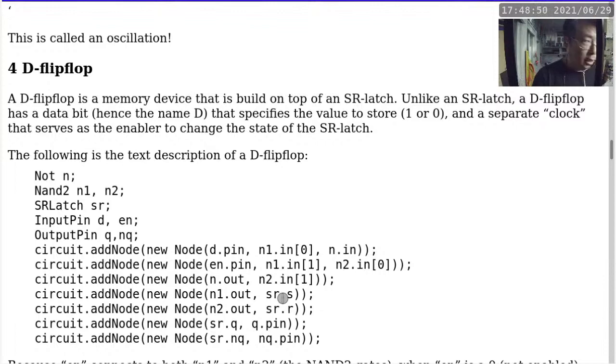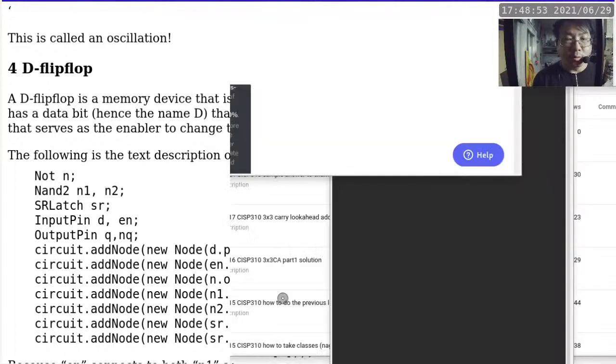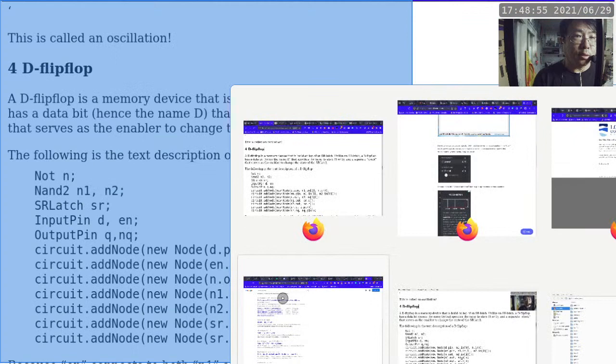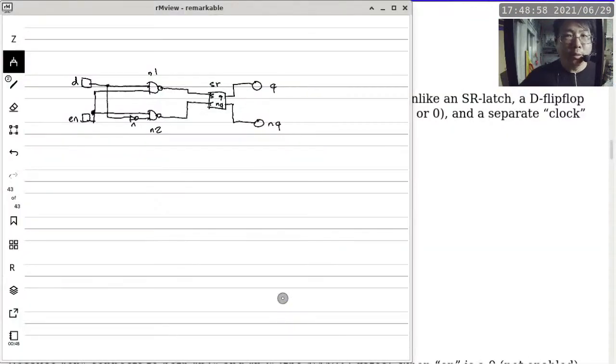Alright, so I got the circuit created, and I'm going to switch over to the diagram, which is on the tablet right now. There we go. Alright. So when you look at this circuit, it has an SR latch as one of the components, and then it has two NAND gates, N1 and N2, and a NOT gate, which is just N, and the data pin is connected to the input of the NOT gate, and then the output of the NOT gate connects to one of the input pins of N2. Alright, so we'll see what's going to happen here.